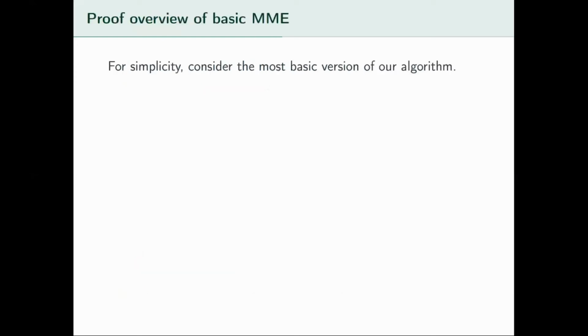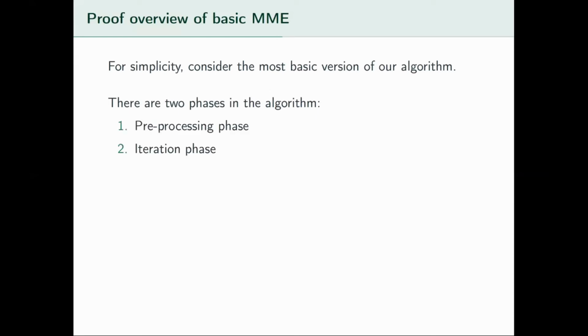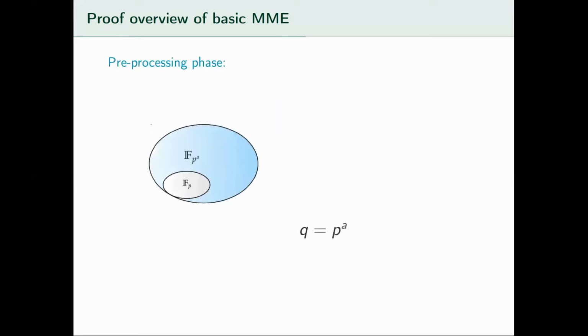Okay, so let me talk about the proof overview of the vanilla version of our algorithm, algorithm 1. There are two phases in our algorithm. One is the pre-processing step, and the other one is the iteration phase. In the pre-processing phase, we store some information without even looking at what the evaluation points are. In the iteration phase, when we see these evaluation points, we iterate one after another over all of them.